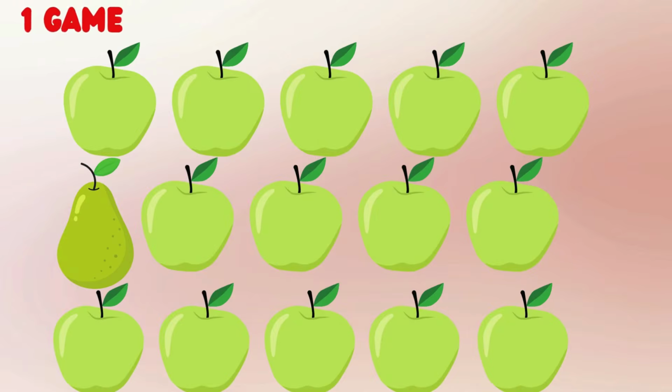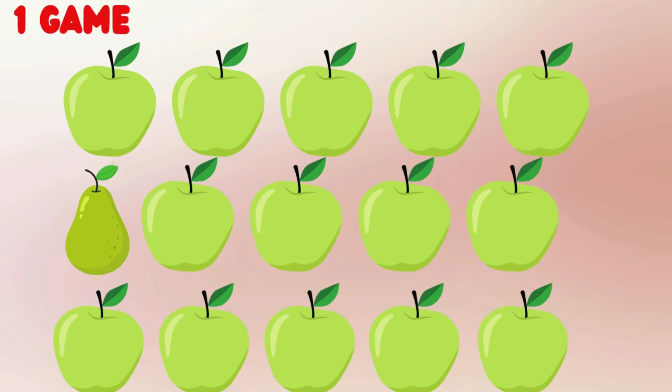These green apples look crisp and juicy, but there's one fruit that doesn't belong. Can you spot the odd one out? Nice catch! The odd one out is a pear, blending in with the green apples.